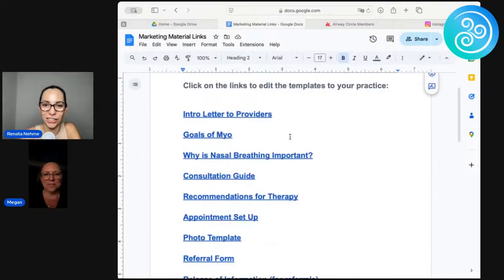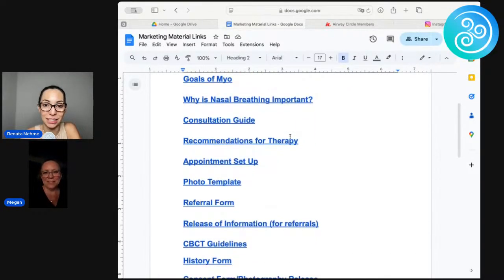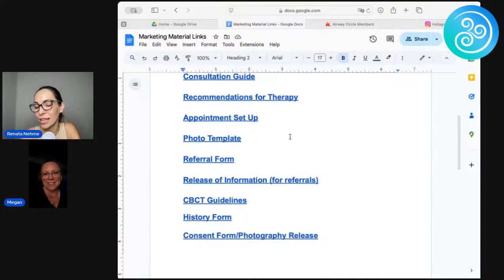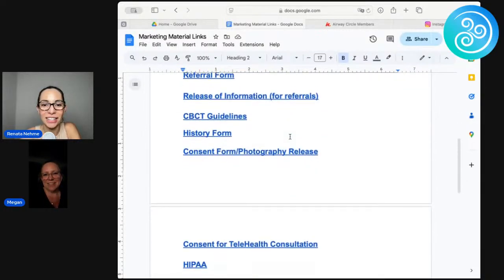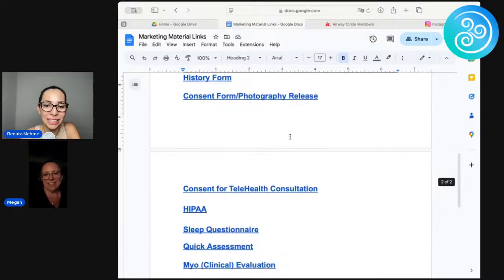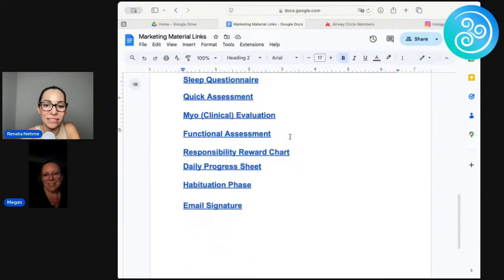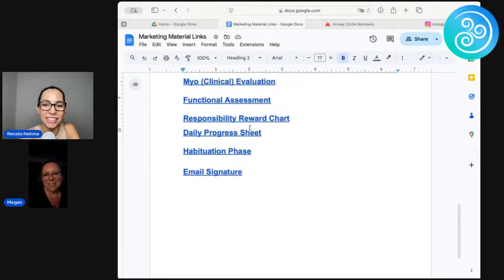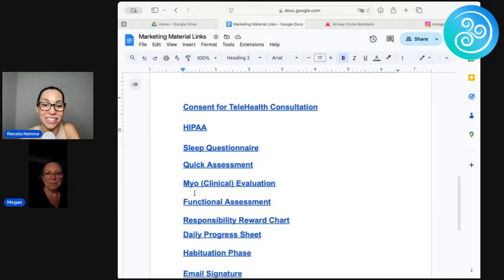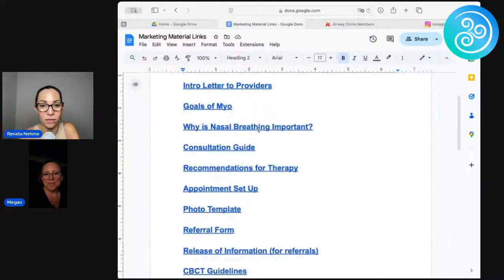Marketing materials. So this is a link to templates for everything that we offer. And you guys are going to be able to simply click on this and make it your own. So all of this is already done for you. All of this, even the email signature, everything, your evaluation, all of these forms are done for you.